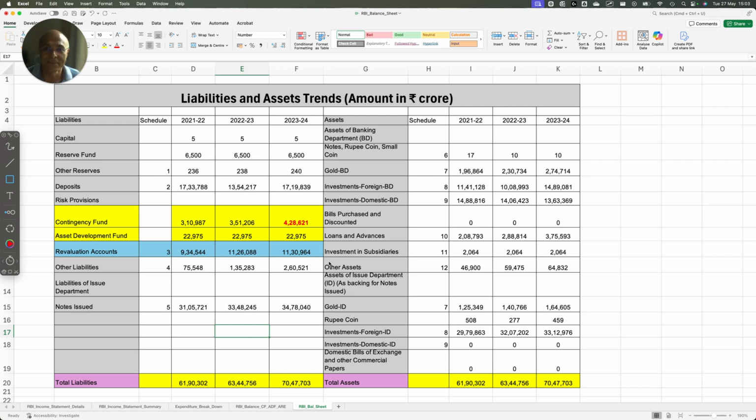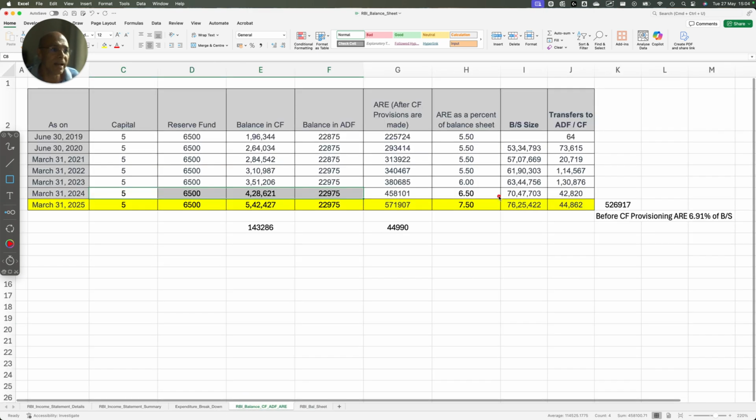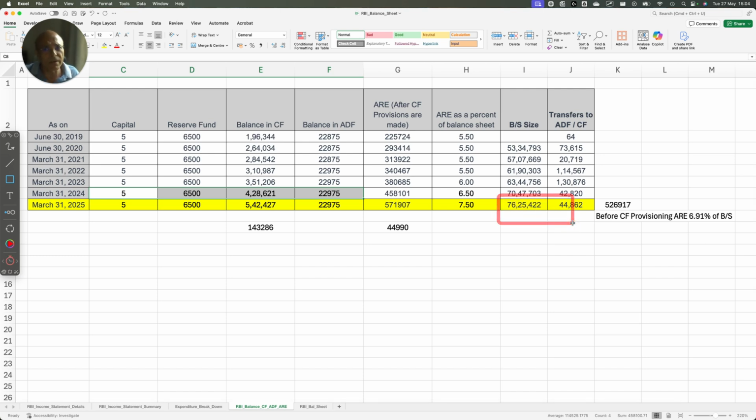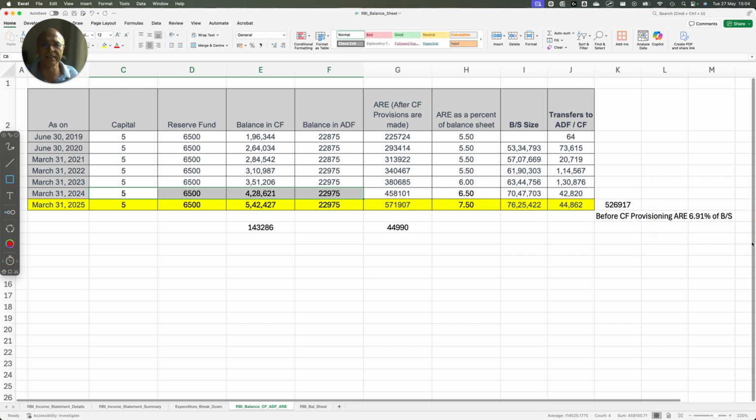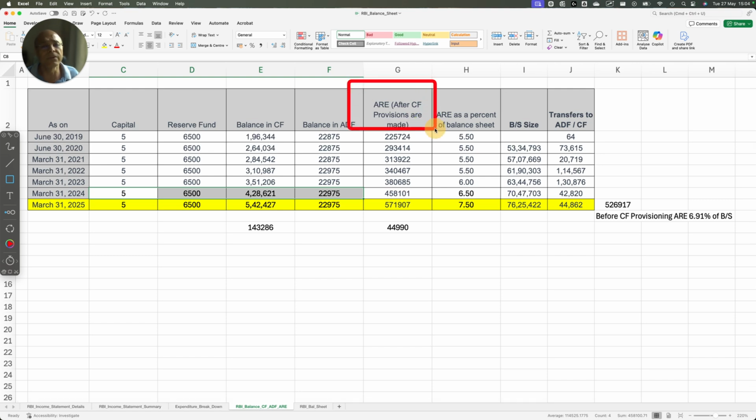That's all, friends. And how to calculate this contingency fund number? Based on the ARE, which RBI knows, because I don't have those numbers. Unless the new annual statement is out, I don't know. RBI is saying that the ARE is 6.91% of the balance sheet, which we know in this fiscal. So the balance sheet that we have is 76.25, because we know the March 31st number. That is 6.91% of the balance sheet. That is the ARE, meaning available requisite equity.